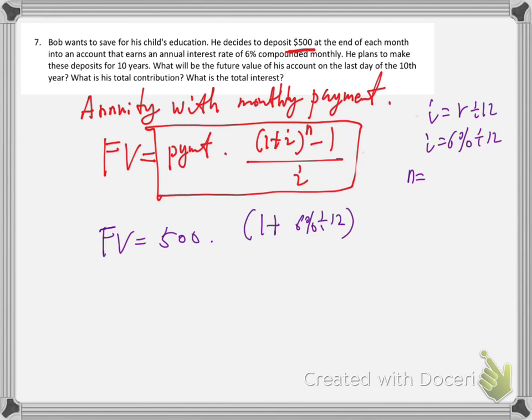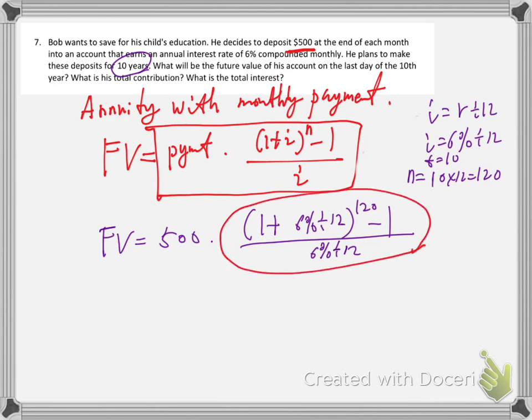10 years, right? So T is 10. So N will be 10 times 12, 120 months, right? 120 months minus 1, divided by I, so I is 6% divided by 12. You have to use your calculator to get this number correctly. That's not an easy job.